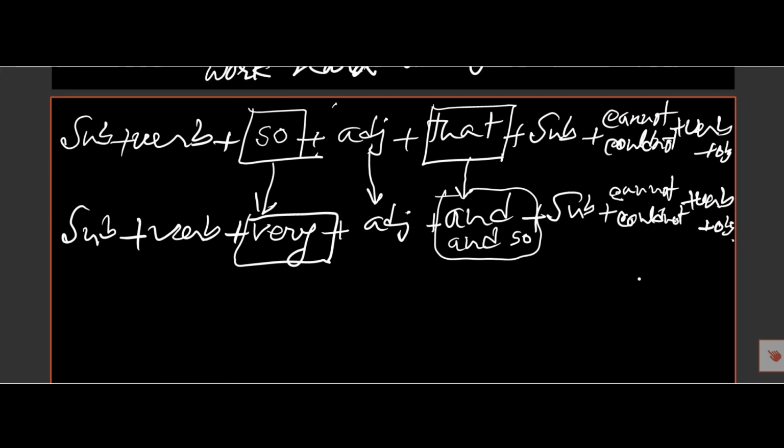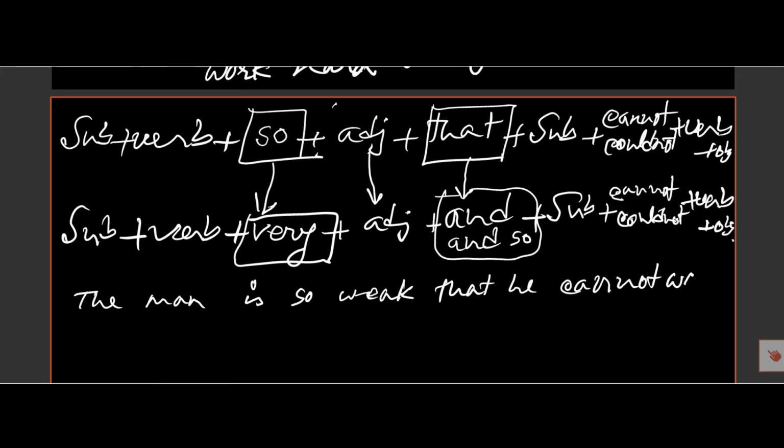So now let's see the example. The man is so weak that he cannot walk anymore. So this is the structure of a complex sentence. It is a complex sentence, as there is "so" and there is "that".